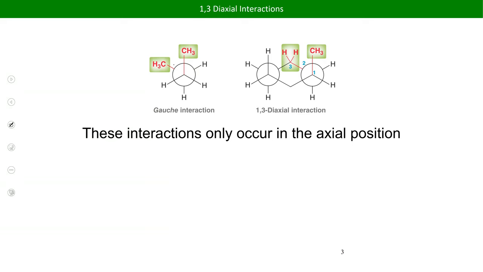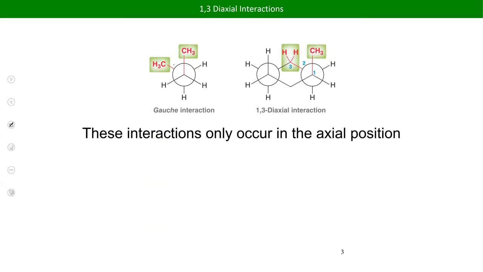Well, the spacing is the same. If you put a methyl group on carbon one on the headrest of that chair, the spacing looks the same as a gauche interaction. So we can see kind of where this is coming from. And the difference is that we're not allowed to just freely rotate this.